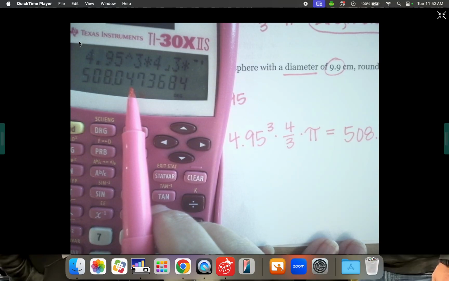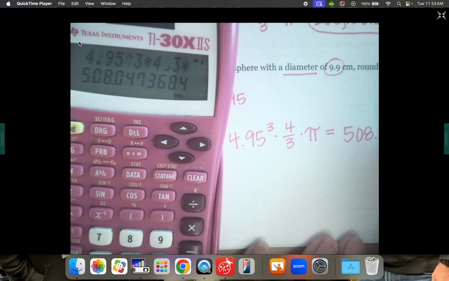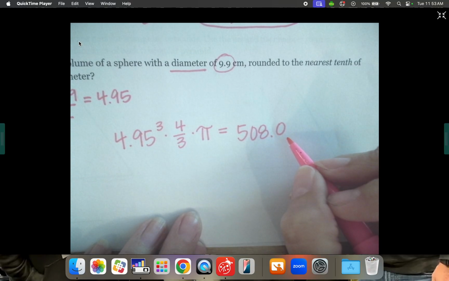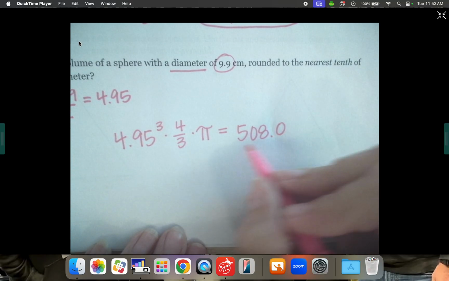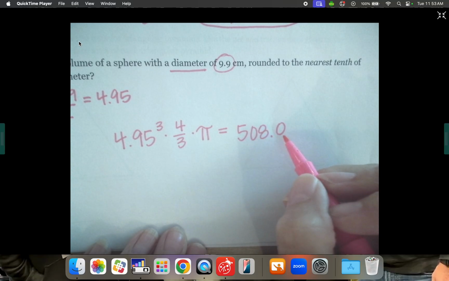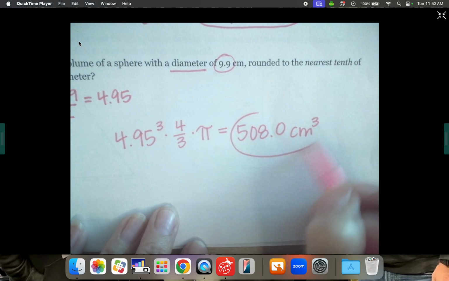508.0, and the 4 after it will not bump it up, so we're going to leave it 0.0. I do think that you need to type in the 0.0 on Delta Math. Even if it is 0.0, don't just leave it 508, because rounded to the nearest tenth is a 0, so put 0.0 if you get one that stays at 0.